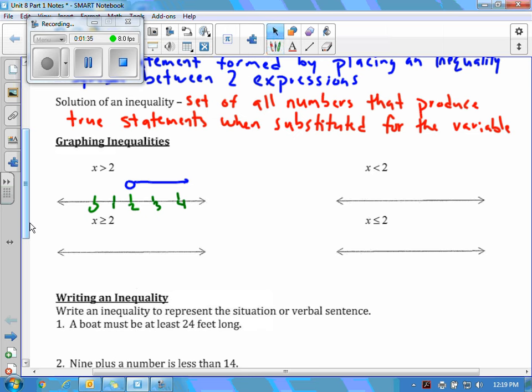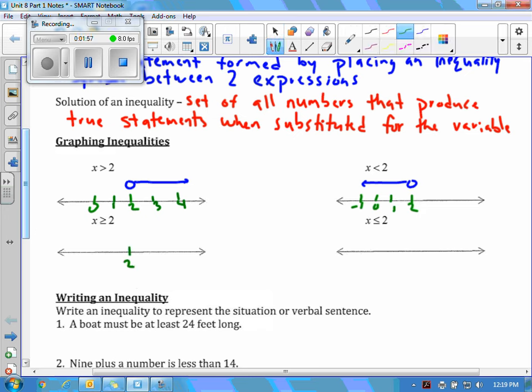For our second example, going over here to the right, we have x is less than 2. So I need a 2 on the number line. And then since it's less than, the arrow is going to go to the left, because that's where all the smaller numbers are. 1, 0. Moving to the bottom line, we have x is greater than or equal to 2.